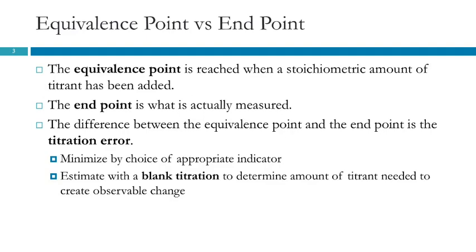We can also estimate what that titration error is using a blank titration, where you titrate a solution that's similar to your analyte solution except without the analyte, and you see how much of the titrant is needed to give you a result. It's usually going to be quite small, but by doing a blank titration, you can then subtract that amount from your volumes and you can get a more accurate result. Any questions?